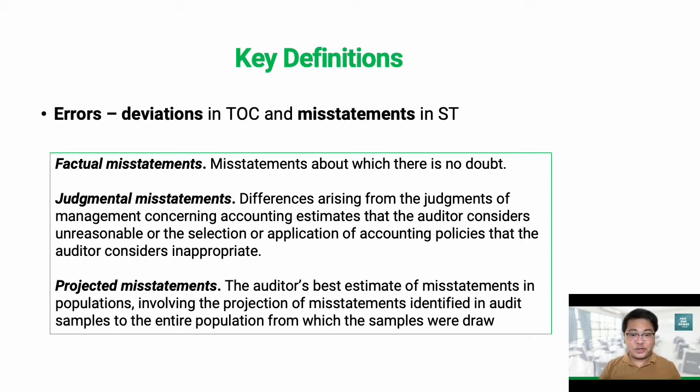So let's say you use the ratio of the amount of the error. So let's say 10 over 100,000 is 10%. Then most likely, the error in the rest of the AR would also be 10% times 900,000, which is 90,000 pesos. So that 90,000 pesos is considered projected misstatement. So it's not a factual misstatement because you were not able to identify those misstatements in your testing. You only projected it from your conclusion in the samples that you were able to test.